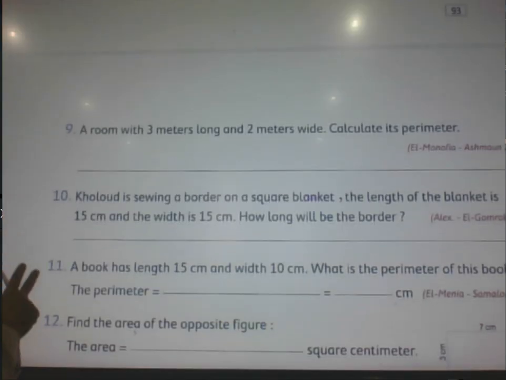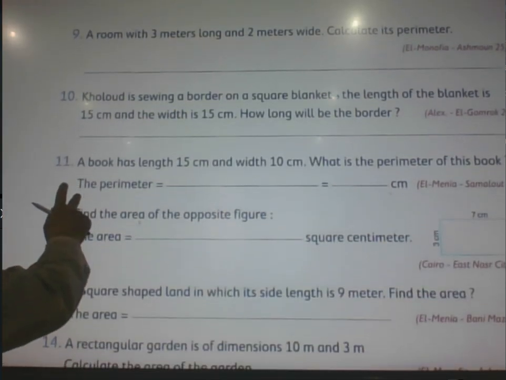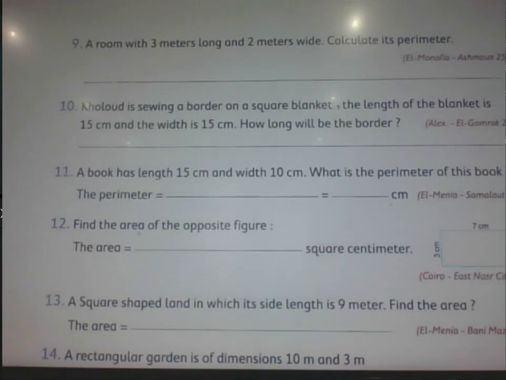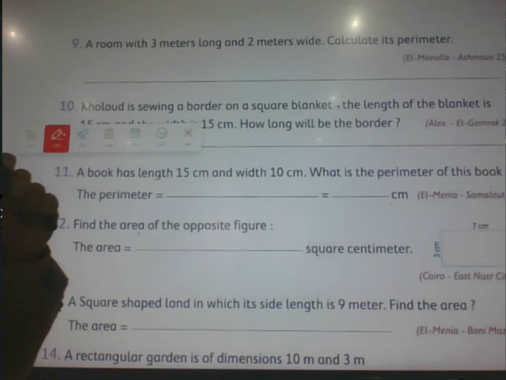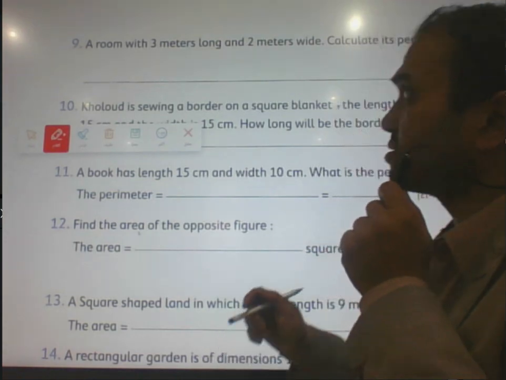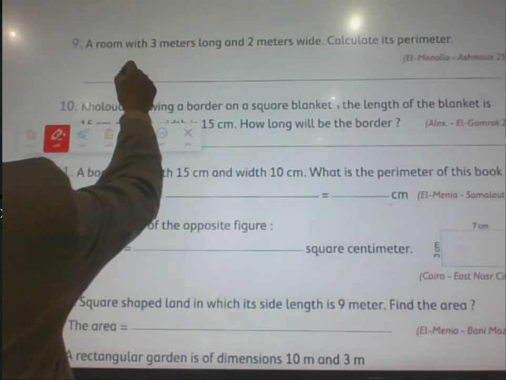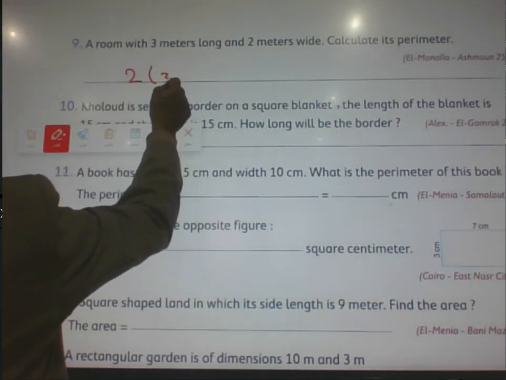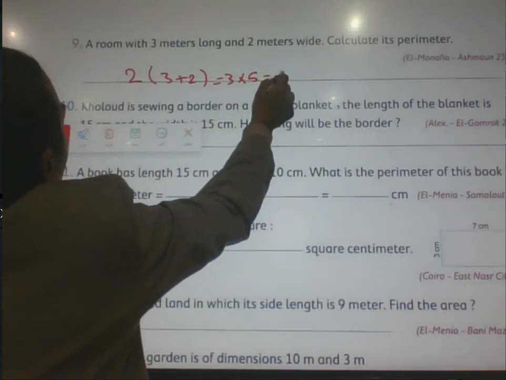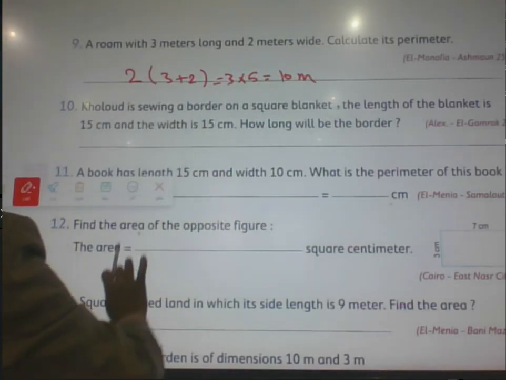Next question. A room is 3 meters long and 2 meters wide. Calculate the perimeter. We have a rectangle here also. The perimeter of a rectangle equals twice the sum of length and width. Okay, twice. Here, length and width, 3 and 2, we have 2 dimensions. 3 plus 2 is 5, times 2 equals 10 meters.